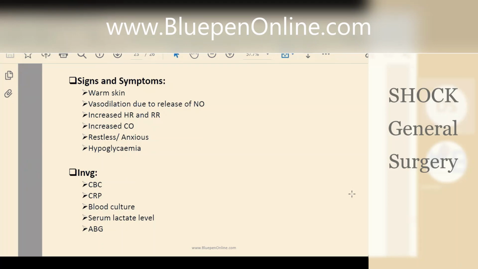What investigations are done? CBC is done, the complete blood cell count. Then we do CRP, the C-reactive protein test. Then we do blood culture to find out what type of organism, whether bacterial or fungal. Then we do serum lactate levels to find out whether there is lactic acidosis. Then we do arterial blood gas analysis to find the acidosis.